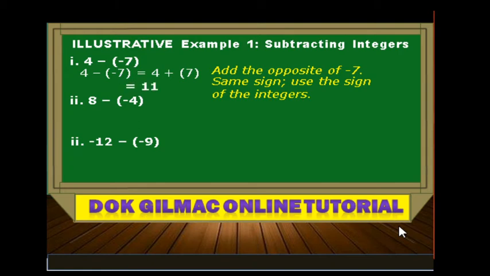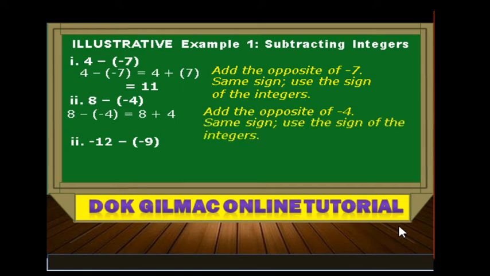8 minus negative 4. Add the opposite of negative 4, so we have 8 plus 4. Again, same sign. We use the sign of the integers. So both positive, so we have positive 12.